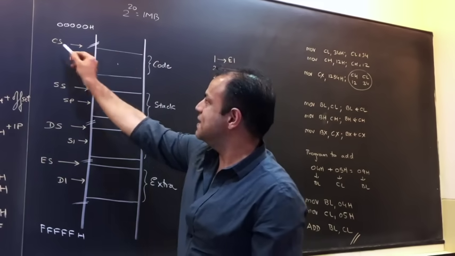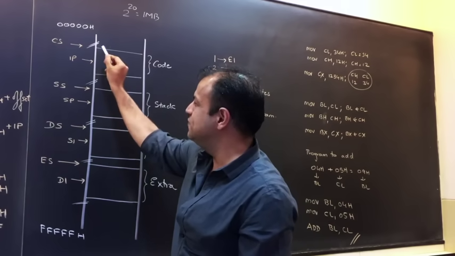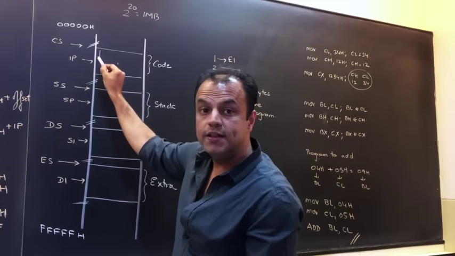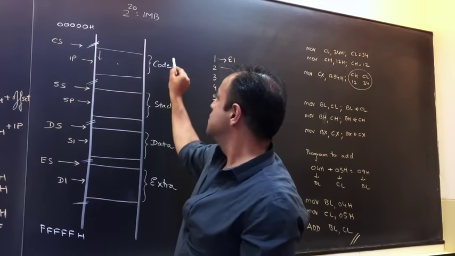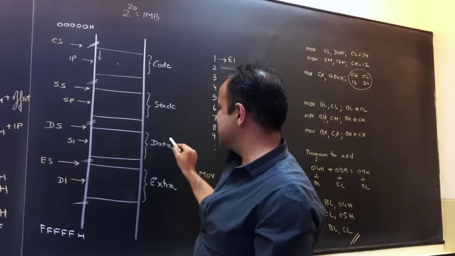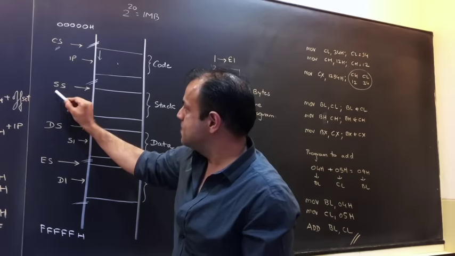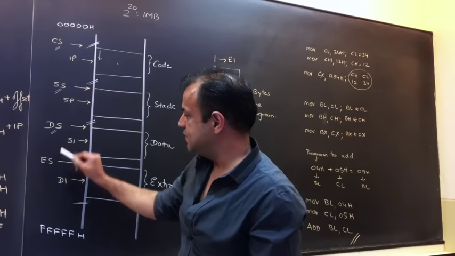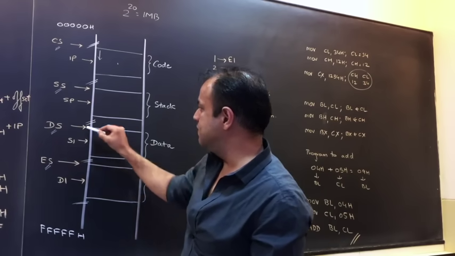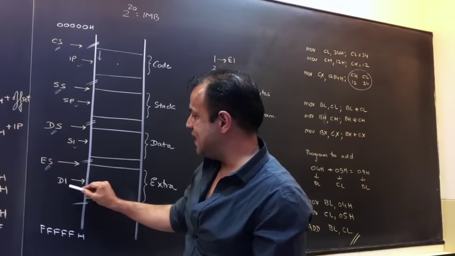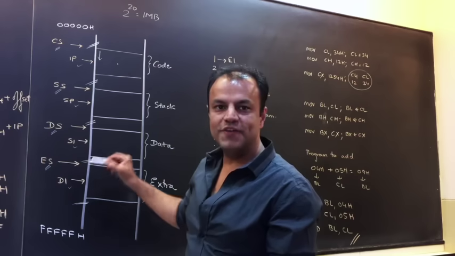Similarly, you give the segment address which tells you where the segment begins, and then you give an offset address which just tells you the location within that particular segment. So for code segment, stack segment, data segment and extra segment, CS, SS, DS and ES will give their segment addresses, and IP, SP, SI and DI will give their offset addresses.